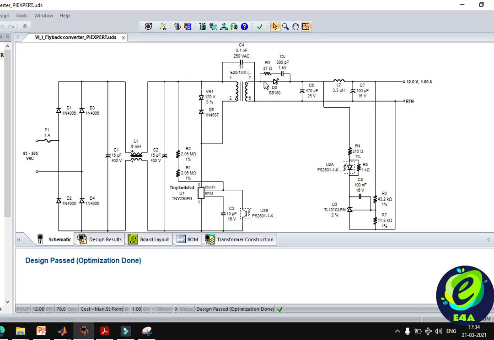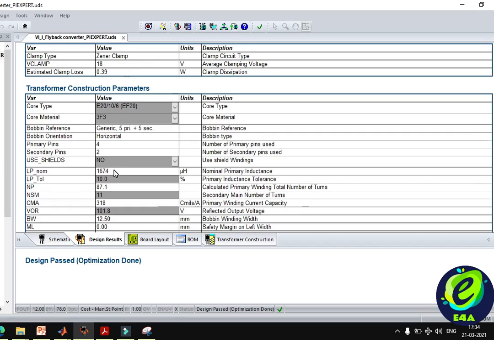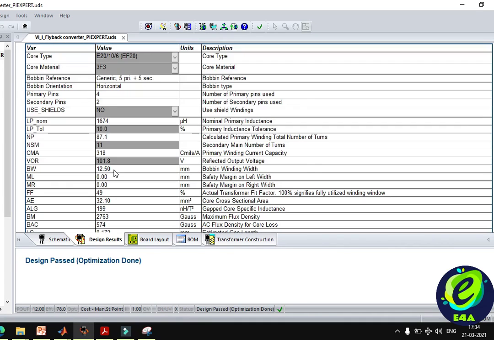The 101.6 volts will be conducting through the primary winding and will be subjected to the drain of the MOSFET, which is internal to the TinySwitch. We can also see that in the design results, the PI Expert has also given this voltage rating as 101.6 volts as the reflected voltage.